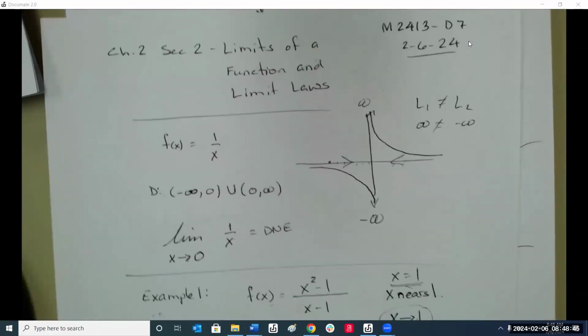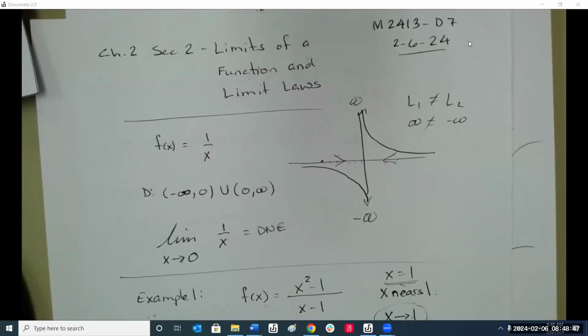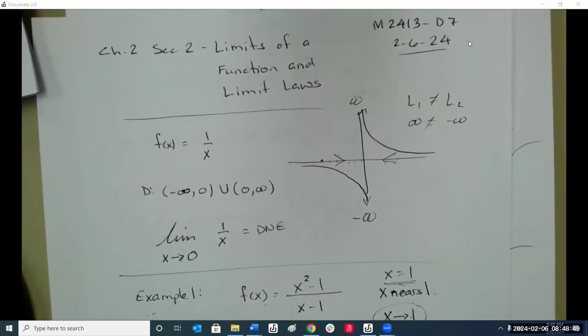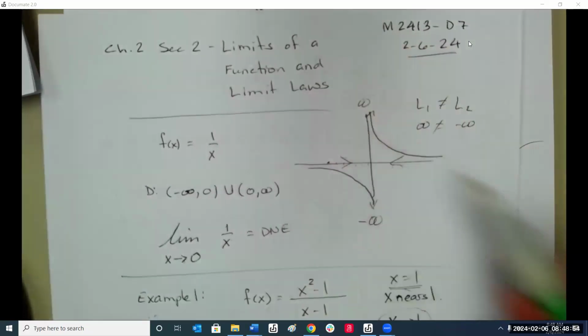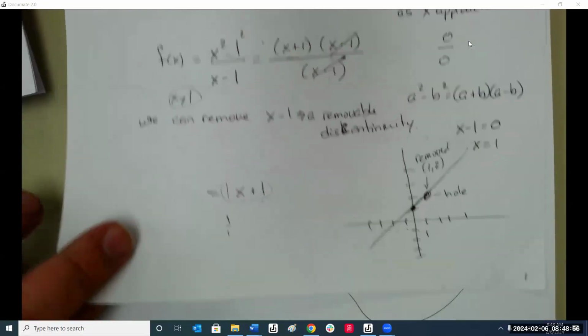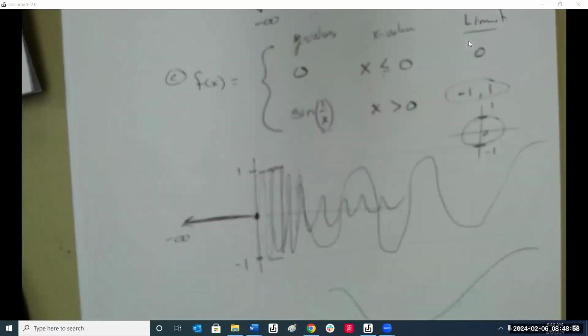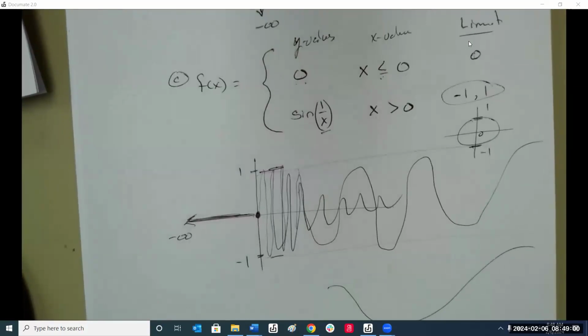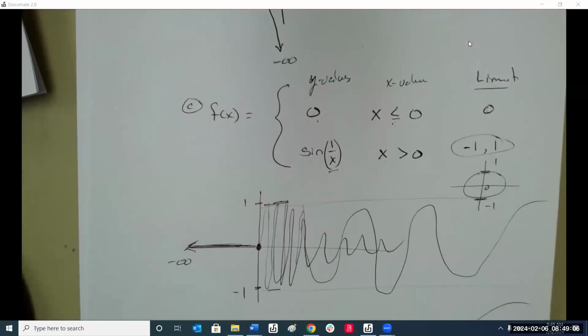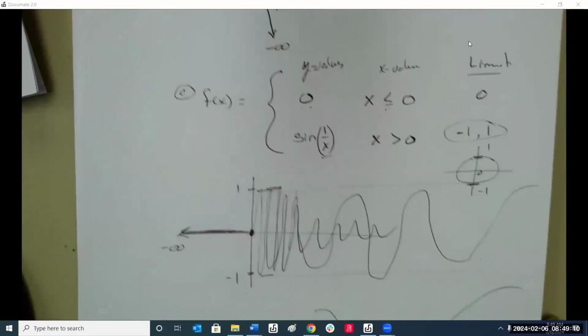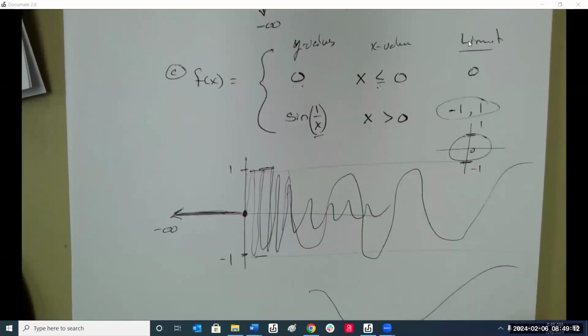Is that function continuous? No, because I'm going down here, and all of a sudden I go all the way up here. And that fourth one we just talked about, the sine function. If you have an oscillating function, the limit doesn't exist because you can't tell me where it's really going. So now we have the limit laws.